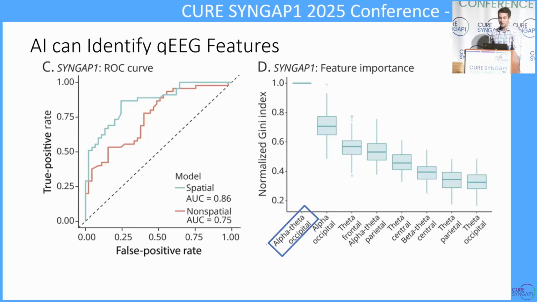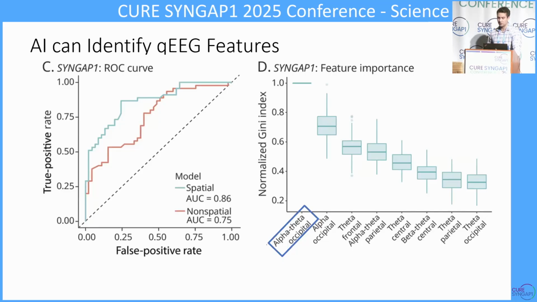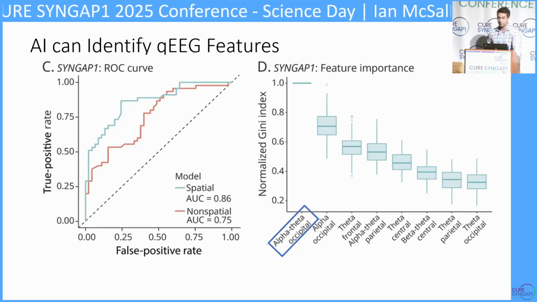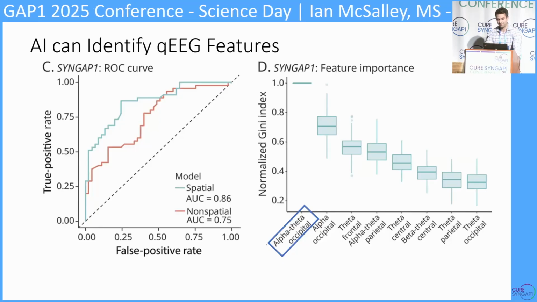So with that, we have a model that with EEG features alone can predict SYNGAP patients from controls, and we have a strong front runner among features contributing to the model.